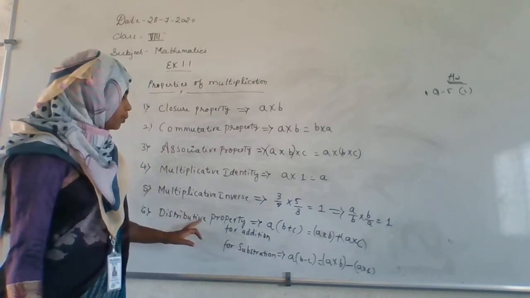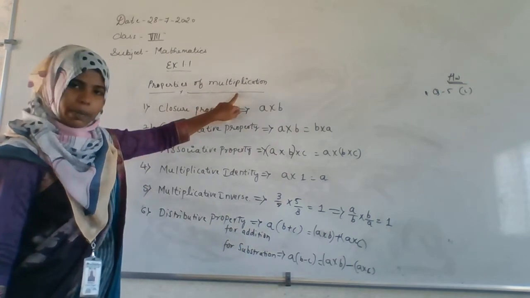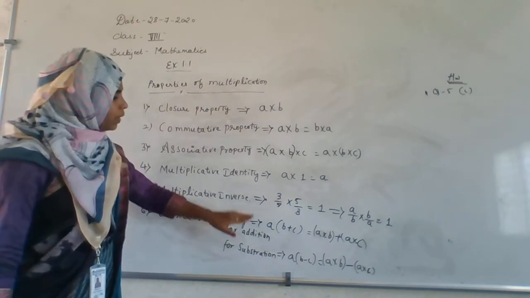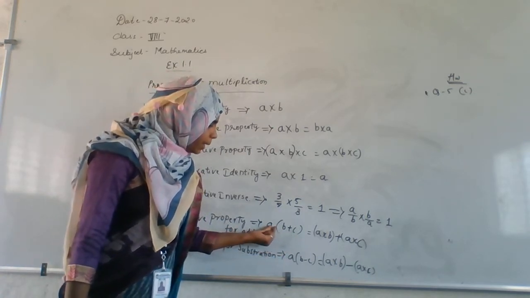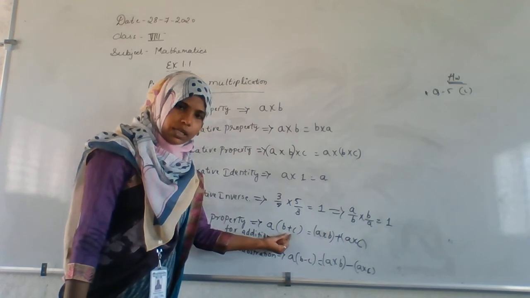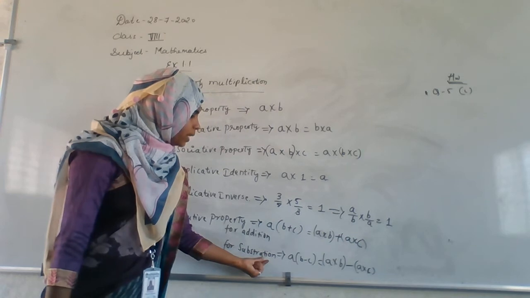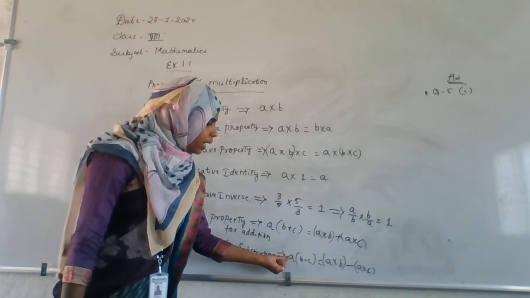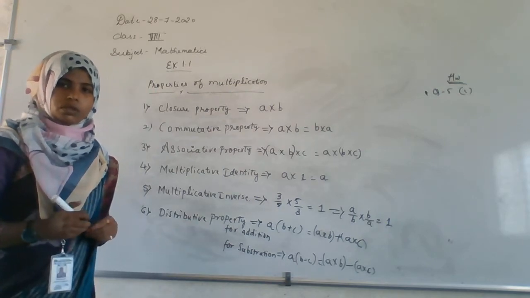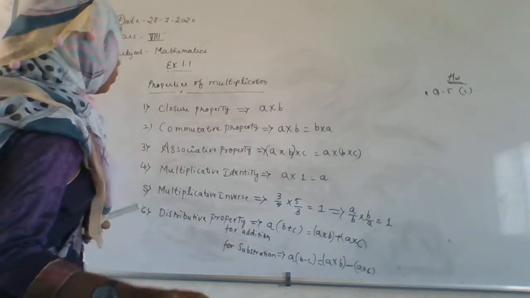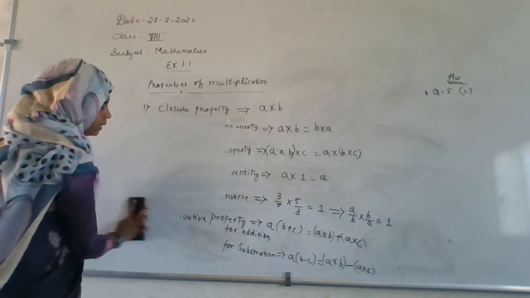And the distributive property, for addition and for subtraction under multiplication: A into bracket B plus C, where we are multiplying for the addition, that's why A into B plus A into C, and for the subtraction A into B minus A into C. These are the properties. I hope you have noted this down. Okay, we'll go one by one through the properties, taking rational numbers as examples.